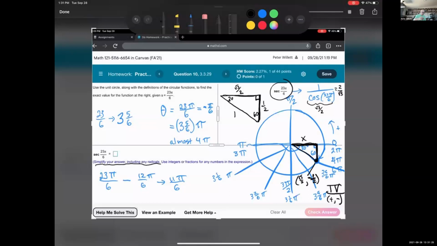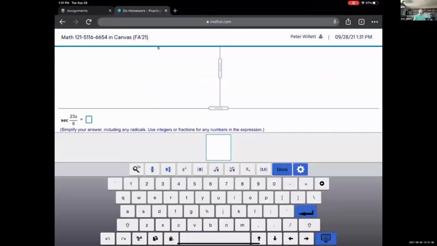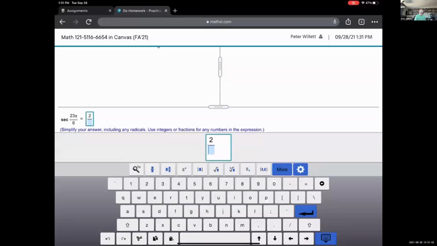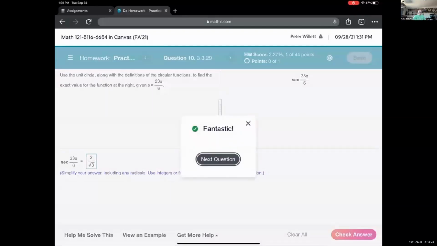Okay, so I get 2 divided by the square root of 3. So let's go back and put that in. See if it takes it like that. 2 divided by square root of 3. Yep, so it didn't even force me to rationalize the denominator. It just wanted the exact value with the root.